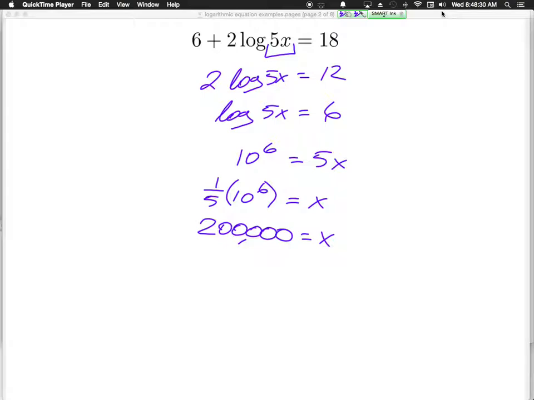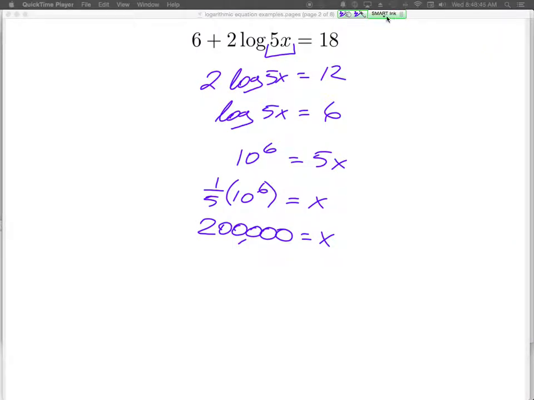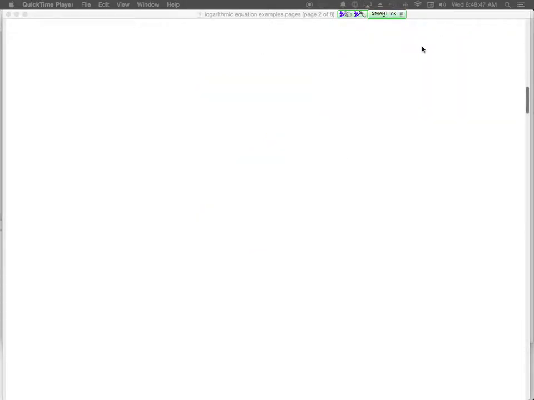So that's our first type, and that situation is when I'm dealing with one logarithm. If I'm dealing with one logarithm, what do I do? Get it by itself and change form. Good. Next one. Alright, I have log base 8 of x squared plus 11 equals log base 8 of 92.